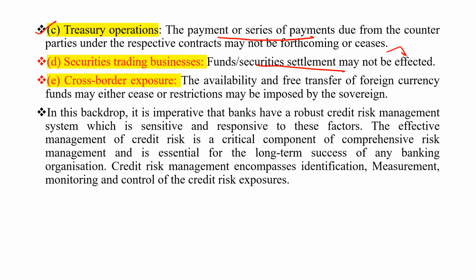Fifth is cross border exposure, that is international trade. The availability and free transfer of foreign currency funds may either cease, that is stop, due to any reason, or restrictions may be imposed by the sovereign, that is the other country.